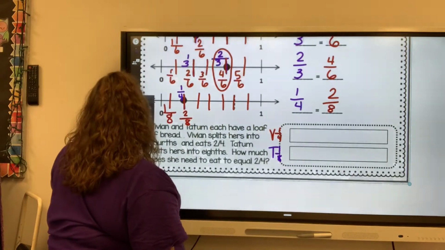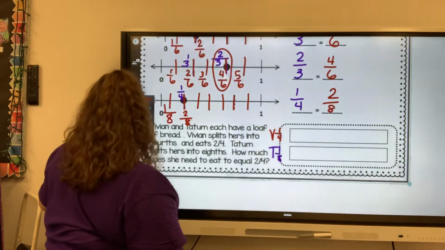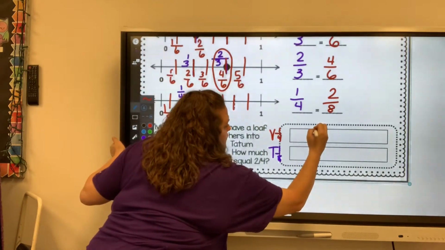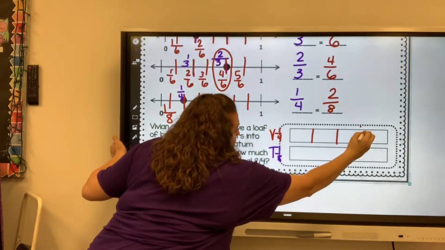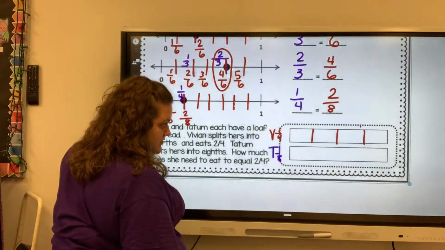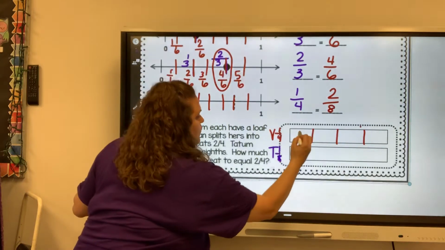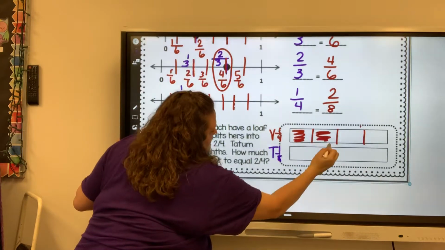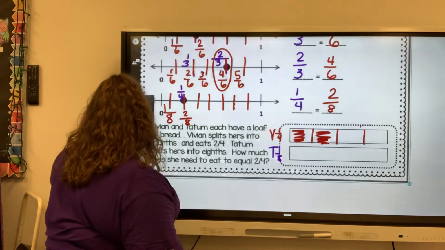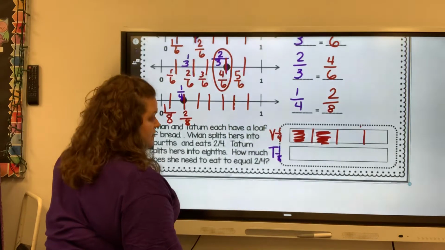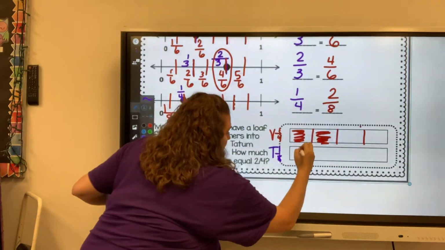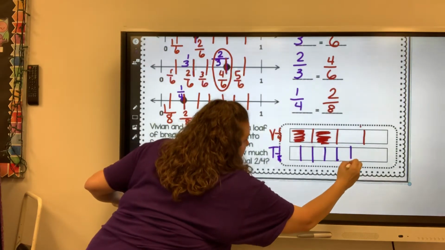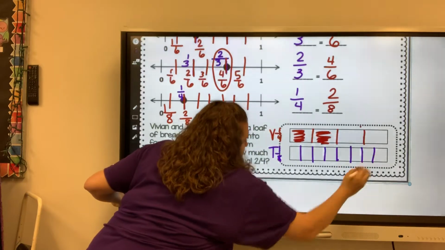So, I wish I could switch that to the other side, but I can't. So we're going to do 1, 2, 3. There's my 4ths. All right. She's going to eat 1/4, and she eats 2/4 is how much she eats. Now Tatum is going to do 8ths. So I'm going to come down here, and I need to divide mine into 8 pieces. 1, 2, 3, 4, 5, 6, 7, and that would be 8.